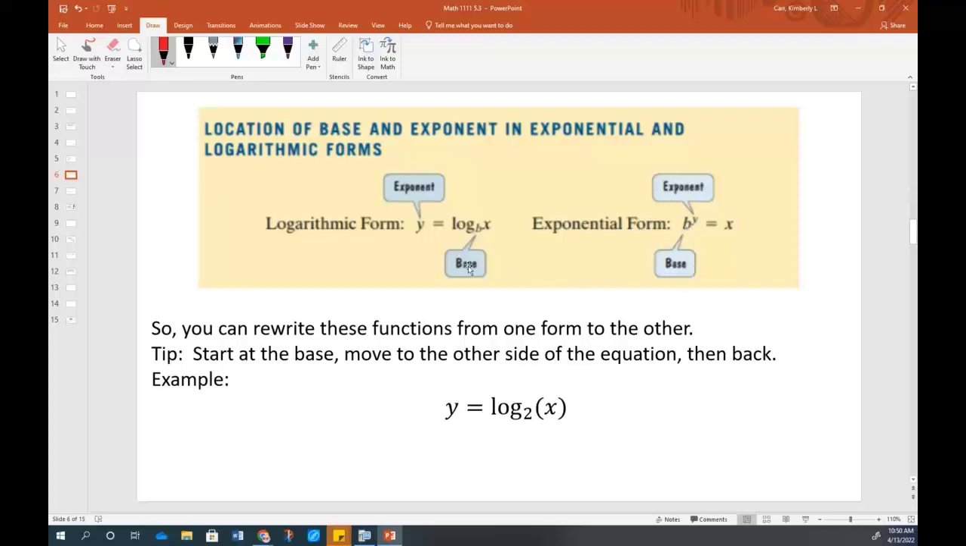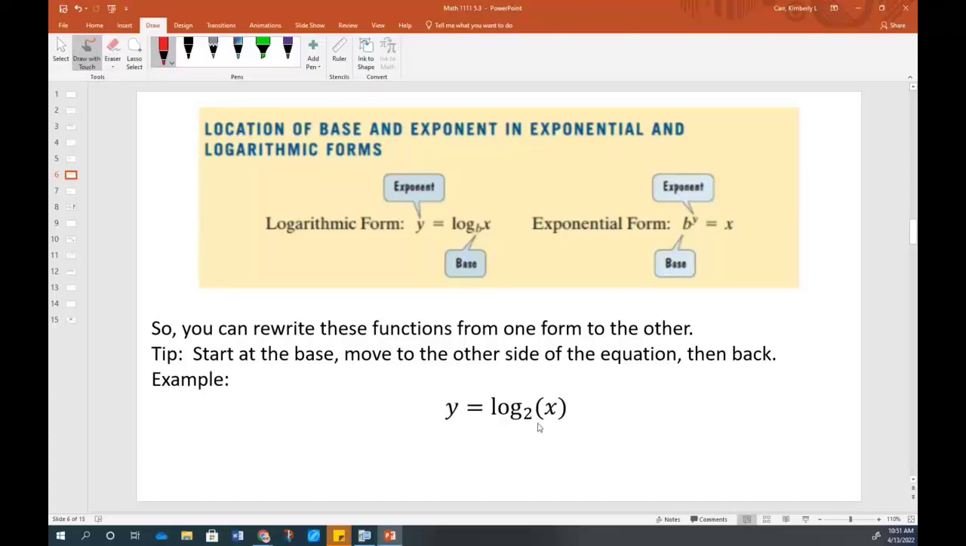The b right here is the base on both of these. A handy little tip is to start at the base. Just focus your eyes on where the base is, and then move to the other side of the equation and then back. So what is an example of that?